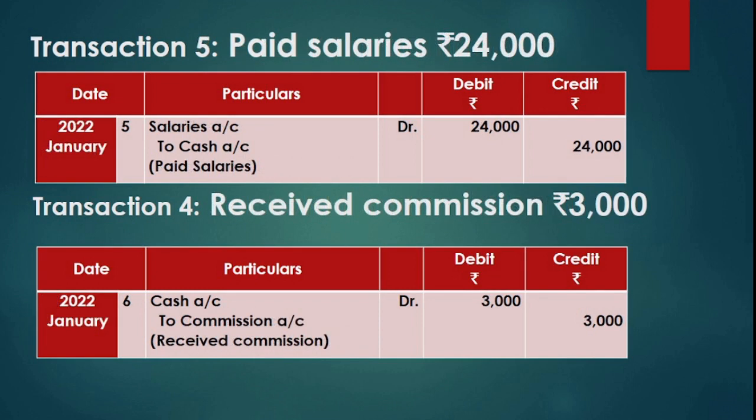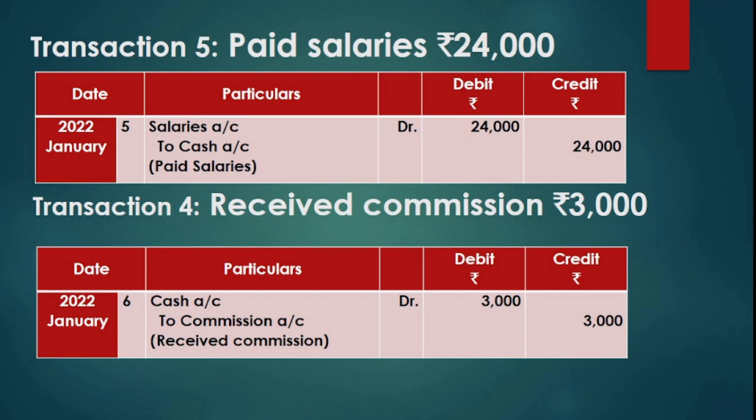Then transaction 5, we have paid salaries rupees 24,000. We have paid salaries to our staff members. This is expenditure for us. According to rules of nominal account, debit all expenses and losses, credit all incomes and gains. So here salaries are expenses, so we have debited salaries account. We have paid salaries as cash, so cash goes out here, so cash account is credited. The narration is given.